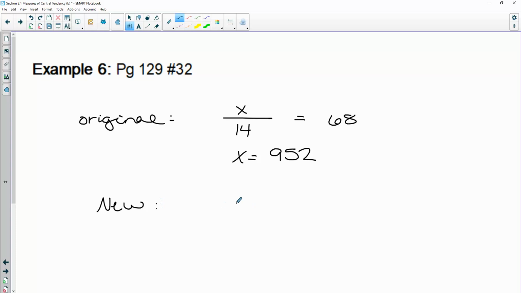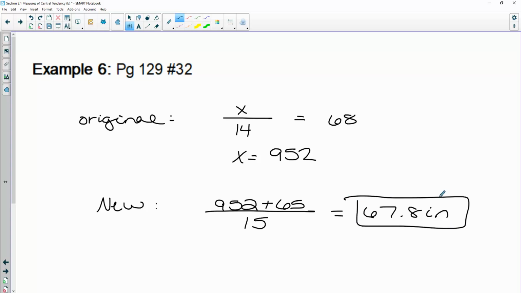So now our new average, the first 14 add up to 952. What's the next person add in? 65. And what would we divide by this time? 15, because we have another student. 67.8. And so now the mean height is 67.8. So I didn't figure out the original 14 numbers, but I could find what they added up to and find our new average. Any questions?